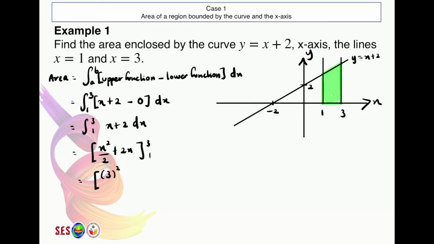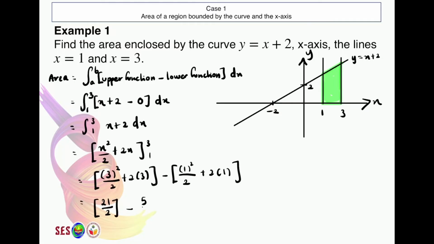3 squared over 2, and so the first bracket will give us 21 over 2, and the second bracket will give us 5 over 2, and we minus both brackets, we'll get 8. And remember to always write the unit, which is unit squared, because we're finding the area. So that is how you solve questions like this.